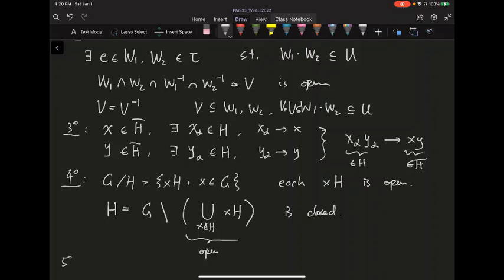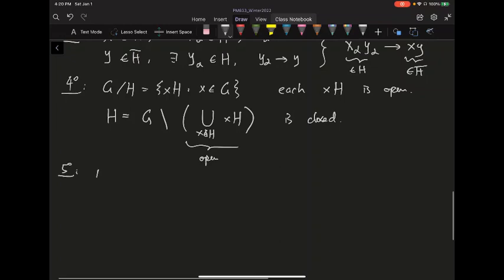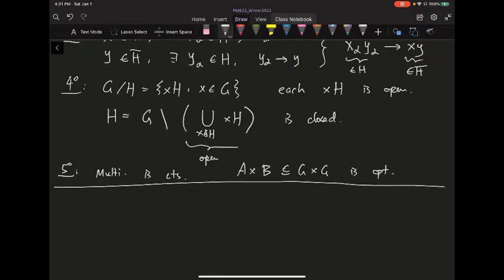And the fifth one is kind of trivial from the continuity of the multiplication map. If you remember, a continuous map will map a compact set to a compact set. So A cross B, a subset of G cross G, is going to be compact. Its image under the multiplication, which is just A dot B, is going to be compact as well. Okay, so that's clear.